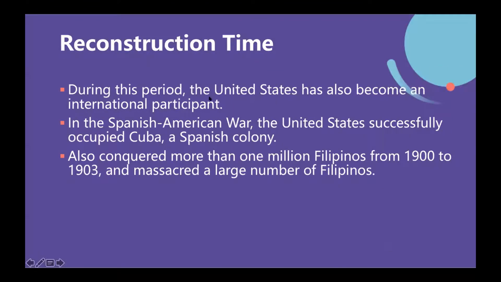And during this period, the US has also become an international participant. So first of all, we're gonna talk about the Spanish-American War, which is the war between the US and Spain, which the US won, and they also occupied Cuba. And also another very famous war is the Philippine War.